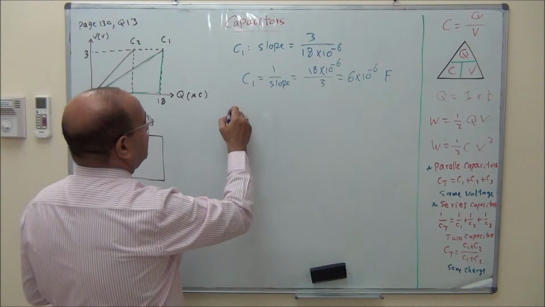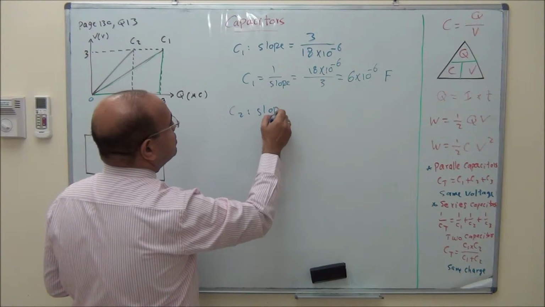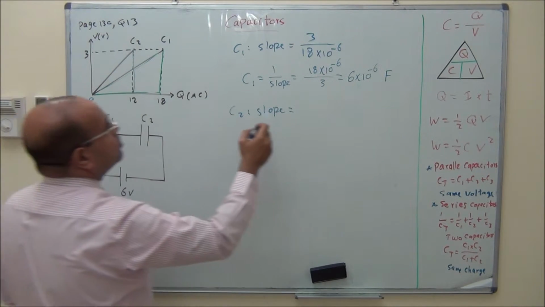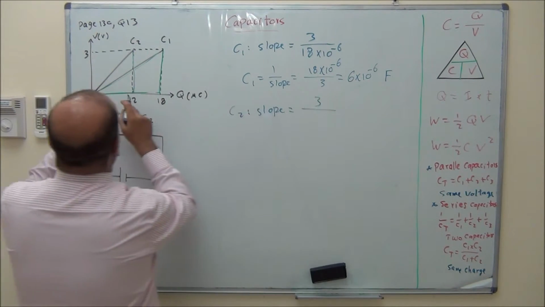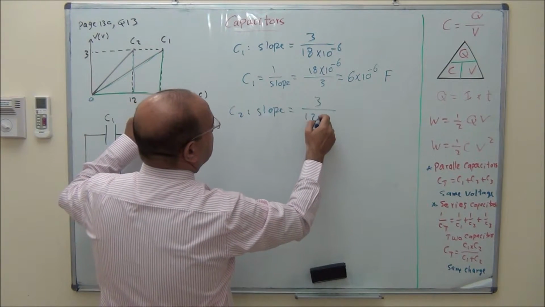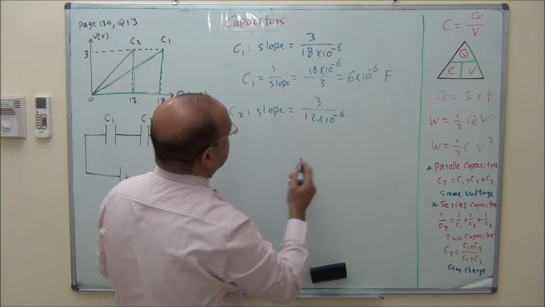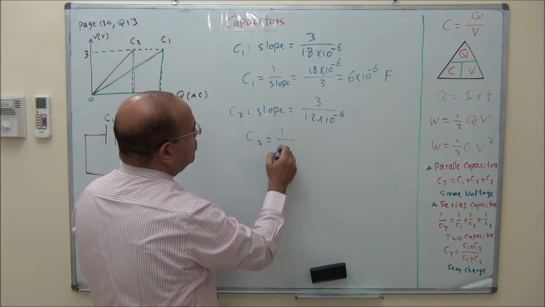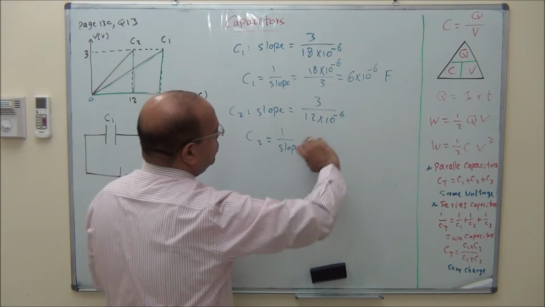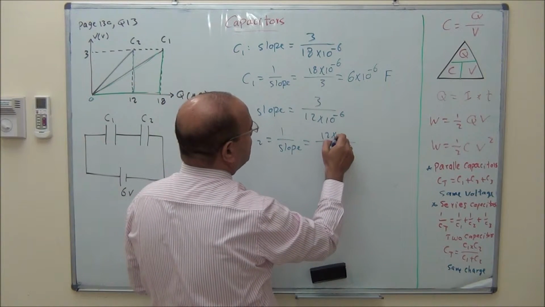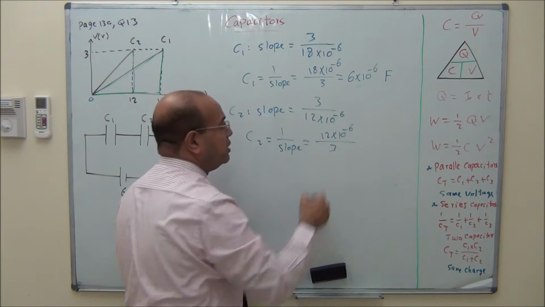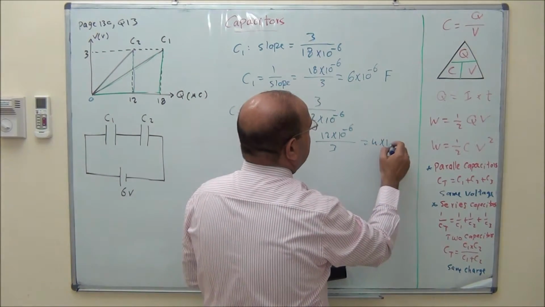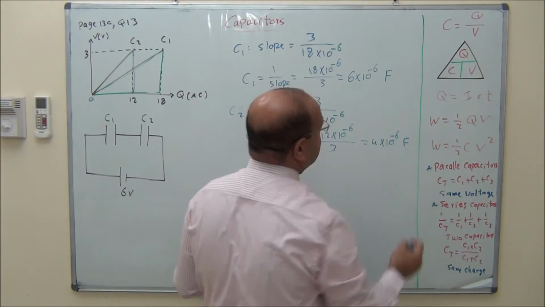Also for the second line, C2, we find the slope. The slope is vertical change over horizontal change, so it will be 3 over 12 multiplied by 10 to the power negative 6. The same, so we flip this. C2 equals 1 over the slope, so it will be 12 multiplied by 10 to the power negative 6 over 3. 12 divided by 3 is 4. So the answer is 4 multiplied by 10 to the power negative 6 farad.